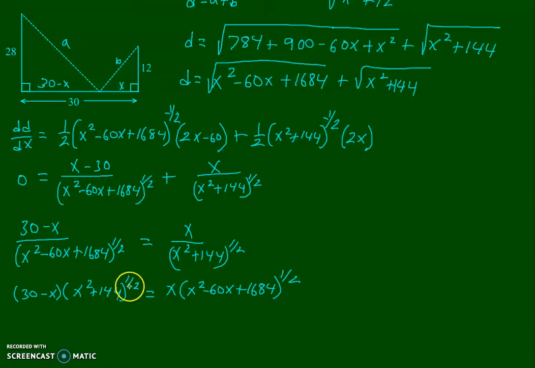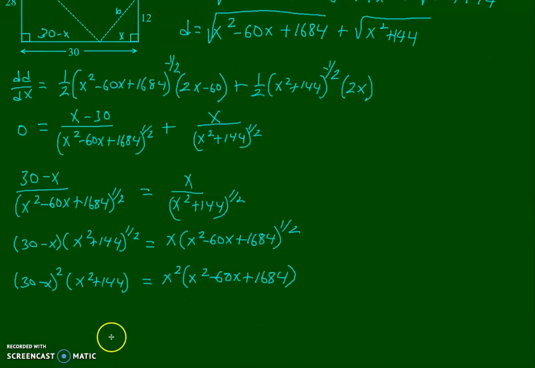Now, I need to get rid of these square roots, so we're just going to square both sides. Now we're going to have to be cautious, because every time we square both sides of an equation, we generate the possibility of an extraneous solution. So we're going to have to check that at the end. So squaring this side, we get 30 minus x squared. The square root of anything squared is that thing, so this is just x squared plus 144. And on the other side we get x squared times x squared minus 60x plus 1684. I sense this left side's about to get ugly, so let's go ahead and expand this binomial.